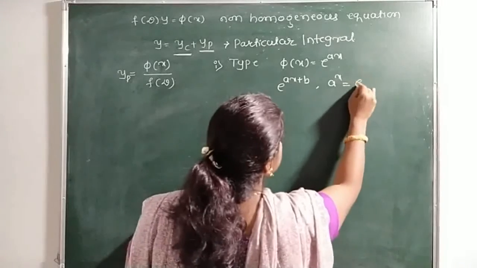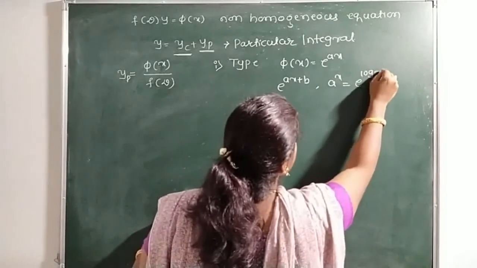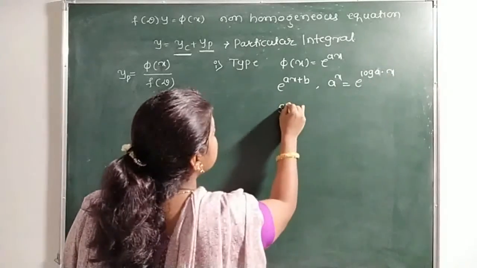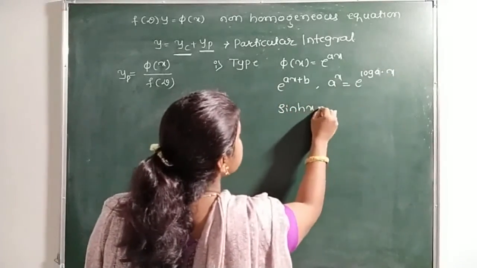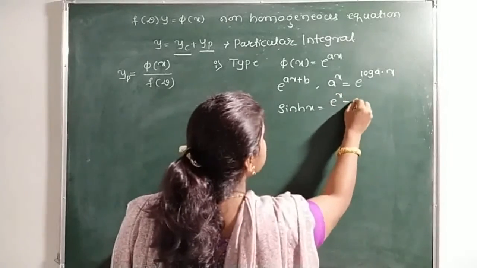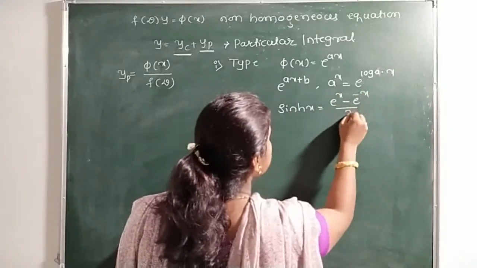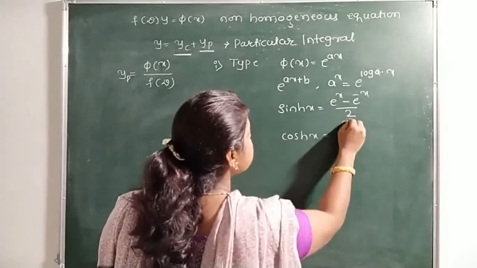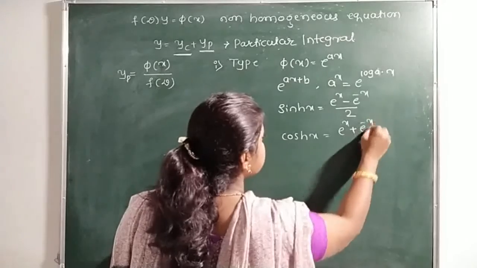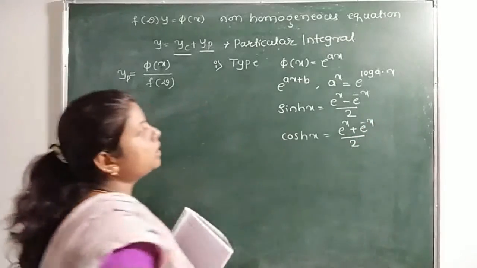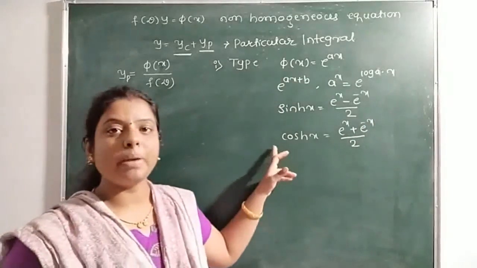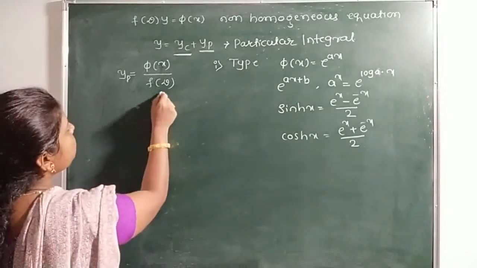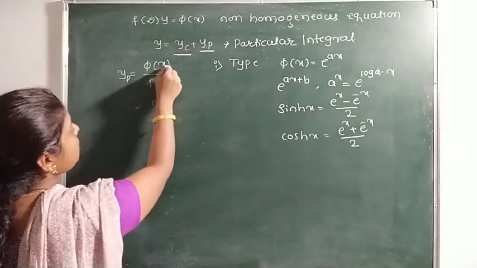This a raised to x we also have to write as e to the power log a into x, or the hyperbolic terms: sinh x is equal to e to the power x minus e to the power minus x divided by 2. The cosh hyperbolic term also you have to write as an exponential term. For these we have to apply type 1. Type 1 we have to apply if e to the power ax is there in the phi of x place.